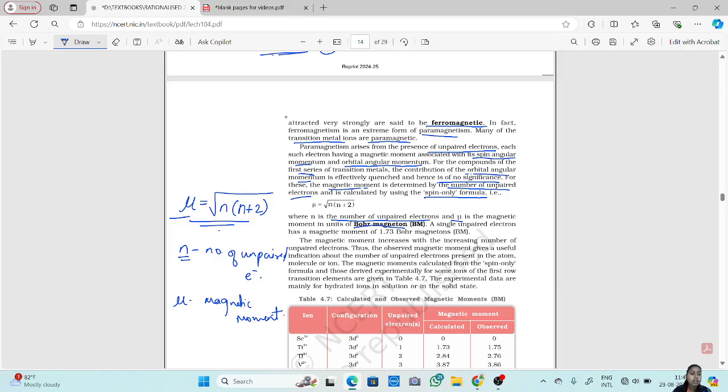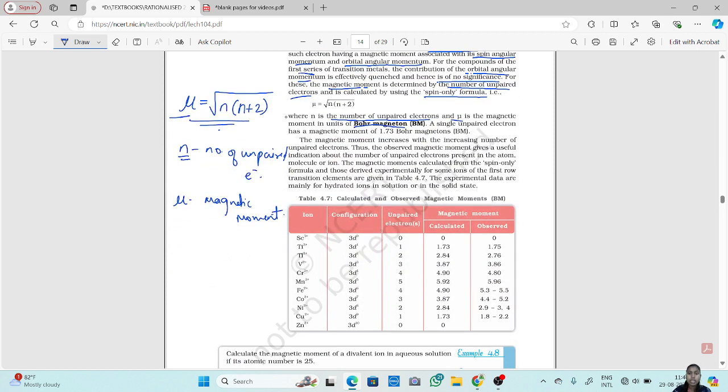Now any value should have a unit. So the unit of magnetic moment is Bohr magneton. A single unpaired electron has a magnetic moment of 1.73 Bohr magneton. If there is only one unpaired electron, then the magnetic moment, that is mu, is 1.73 BM. BM is Bohr magneton.